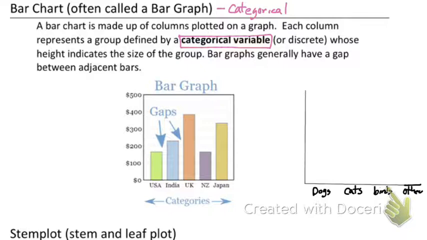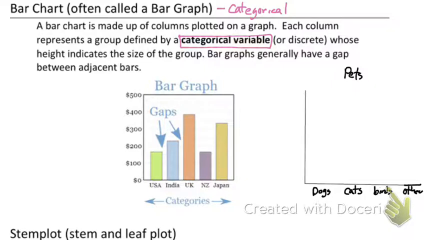You just look at your x-axis: are dogs, cats, birds, and other categorical? This is a categorical subject. Then we just have to figure out how many people have it. So let's go ahead and label this as pets, I guess, in this classroom. And let's figure out how many we have.